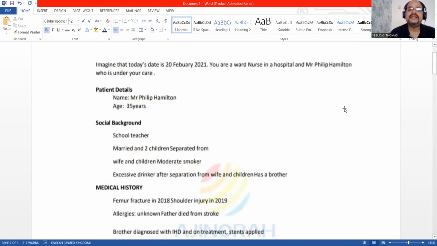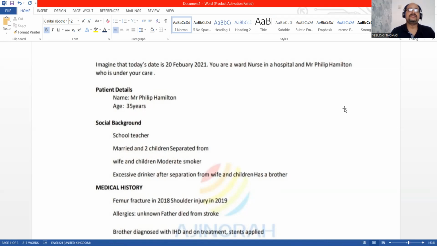Imagine that today's date is 20 February 2021. You are a ward nurse in a hospital and Mr. Philip Hamilton is under your care. Today's date is 20 February, that is the data we need here, and that you are a ward nurse in the hospital, that also we need here. And now we have the patient name, which is important, Philip Hamilton, and the age is 35. That's also relevant here.